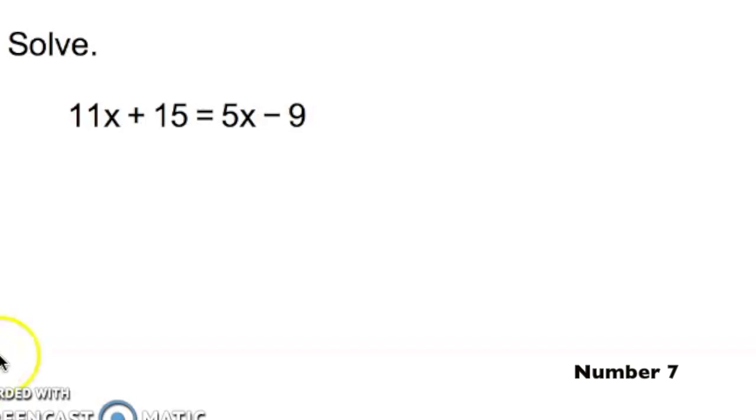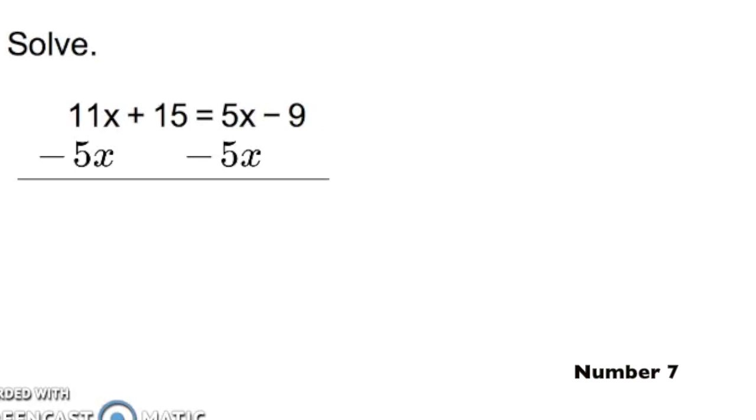So we are solving. Notice how we have variables on both sides of the equal sign. When that happens, I recommend starting with moving the smallest variable, which in this case is 5x. You move it by subtracting 5x from both sides.